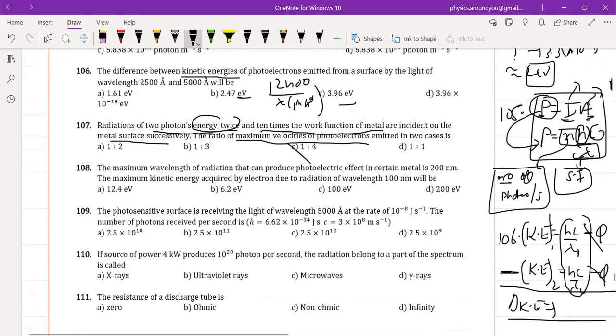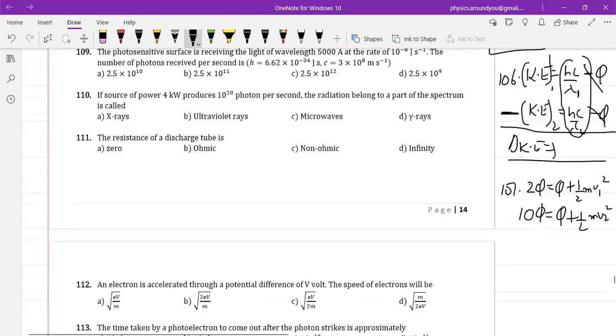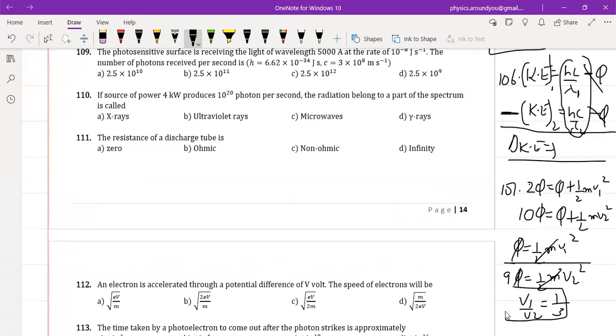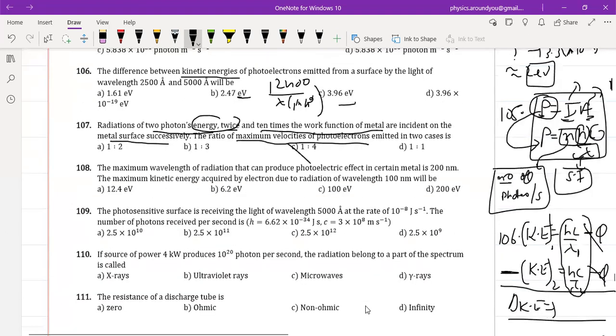So this much we can figure out. Now I need the ratio of V1 is to V2. I subtract. So 2 phi minus phi would give you phi. Phi is half m V1 square, whereas 9 phi equals half m V2 square. I divide them. Phi gets cancelled. Half m gets cancelled. And I need V1 by V2. That would be root, so it should be 1 is to 3. So 1 is to 3 would be the ratio of maximum speed of the electrons in the two cases, which would be B option. So this is also slightly mathematical.